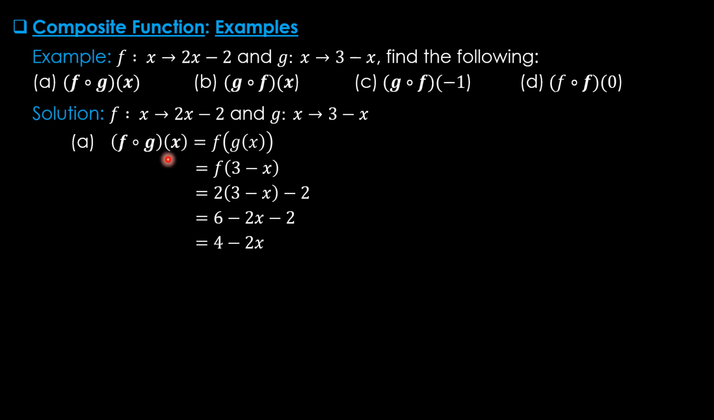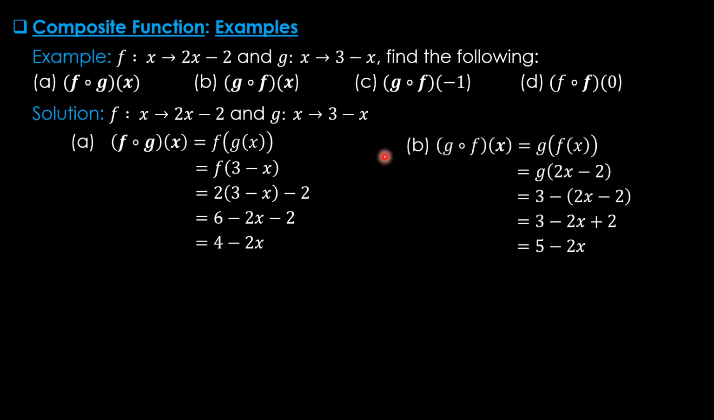First of all, we have seen in the previous page that f composite g(x) can be written as f(g(x)). Then basically we are substituting this g(x) function, which is 3 minus x here. Then we are trying to find the function f substituting x by 3 minus x. So in this function we are substituting 3 minus x, then simplification.